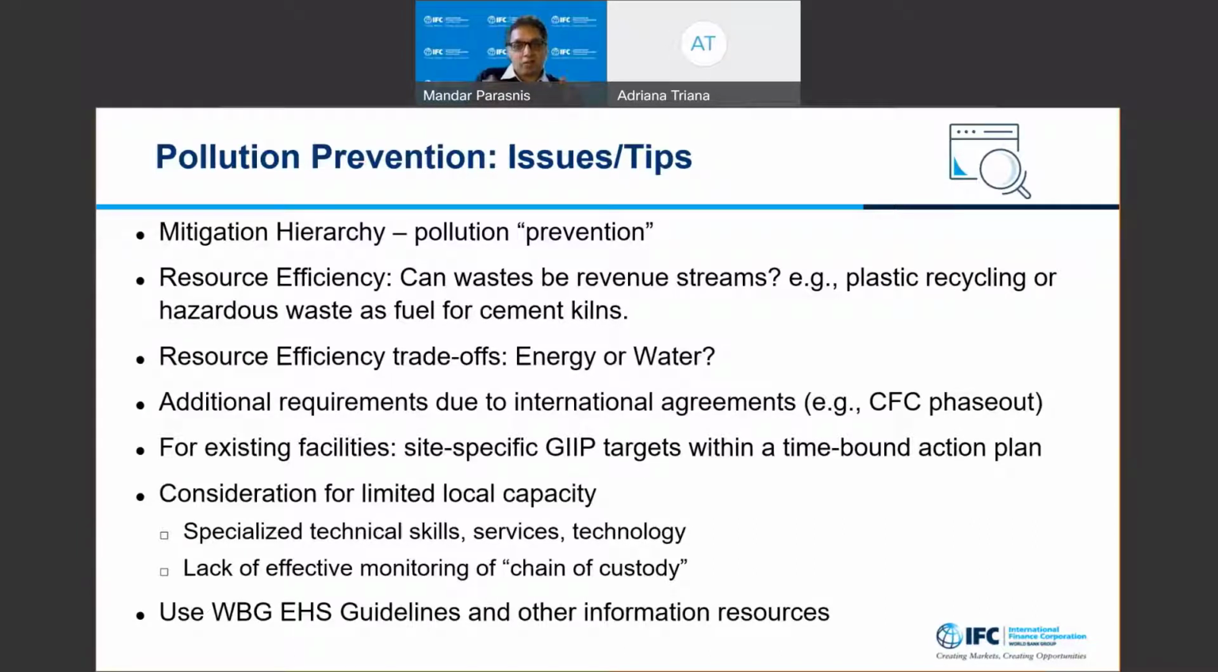There's no standard solution. Similarly, we see that there's also a challenge for doing the monitoring, this chain of custody, when it comes to the PS3 requirement around chain of custody for hazardous waste and management.